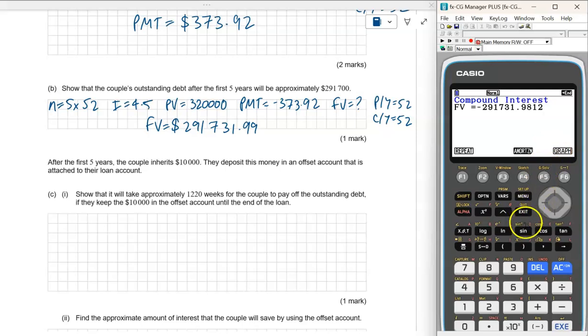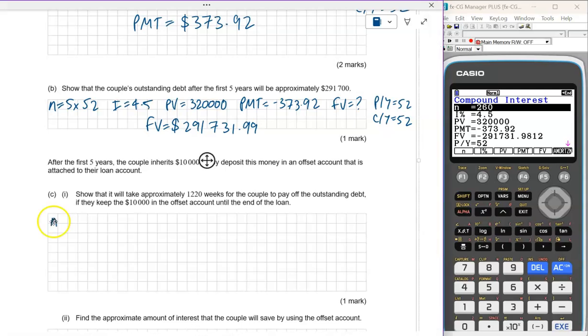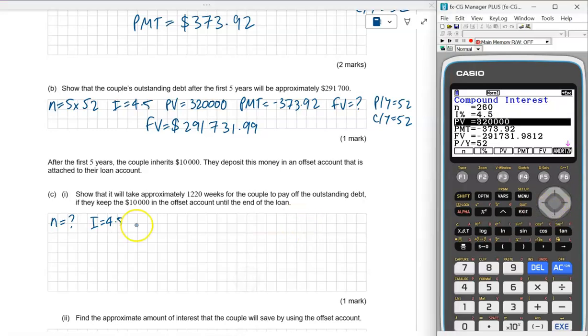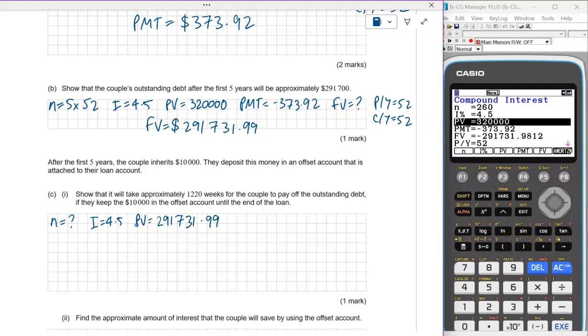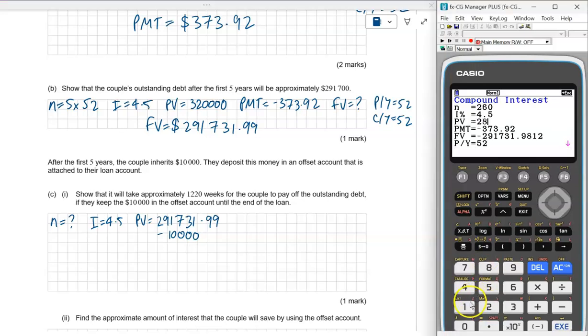All right, so in our compound interest section here, we're just going to work out the value of n. That's what we're solving for. We're assuming the interest rate remains the same at 4.5%. The present value is now, so we're 5 years into the loan, and they still owe $291,731.99, but they're not being charged interest on $10,000 of that. So I'm going to remove $10,000 from that. So let's put that in. So it's actually $281,731.99 that they're being charged interest on now.